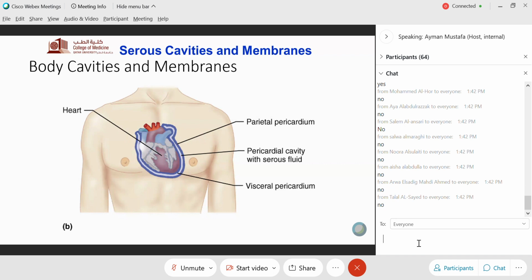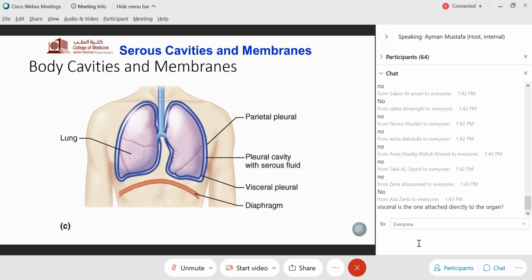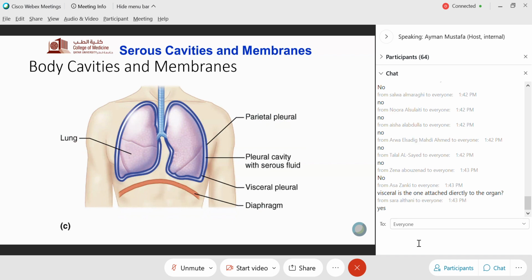Any questions before we proceed? Okay. Same thing. Visceral is the one attached. Visceral is the one facing the organ. Parietal is the one facing the area around the organ.